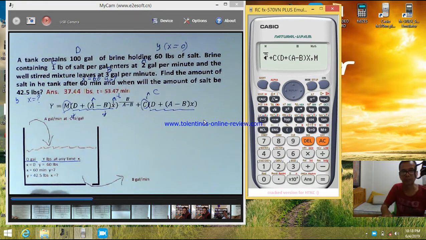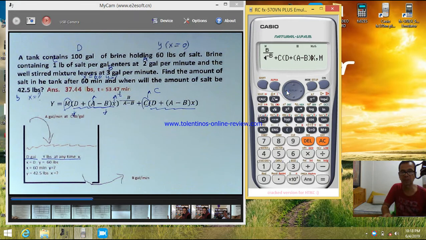I have already inputted the model in the calculator. Before you do this, press Shift 9 in order to reset the values of the variables. So let's check our formula. This is Y equals M times (D plus A minus B times X) to the negative B over A minus B, plus C times (D plus A minus B times X) over A minus B. The first step is to put a comma M, because we will have to determine M first based on the initial condition. Then Shift Solve.